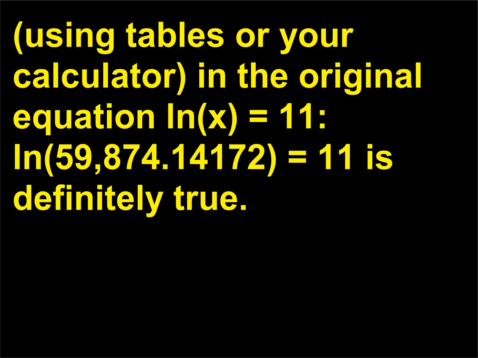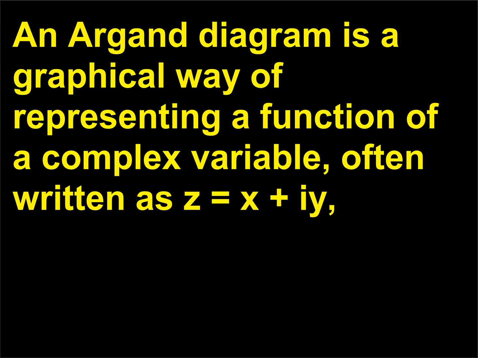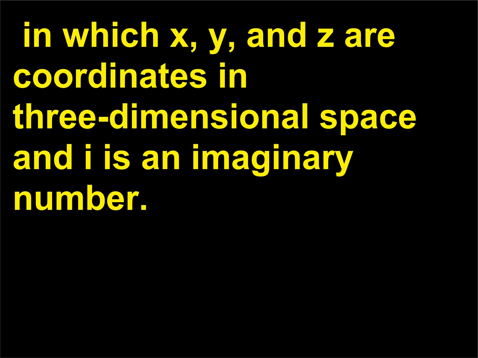What is an Argand diagram? An Argand diagram is a graphical way of representing a function of a complex variable, often written as z equals x plus iy, in which x, y, and z are coordinates in three-dimensional space and i is an imaginary number.